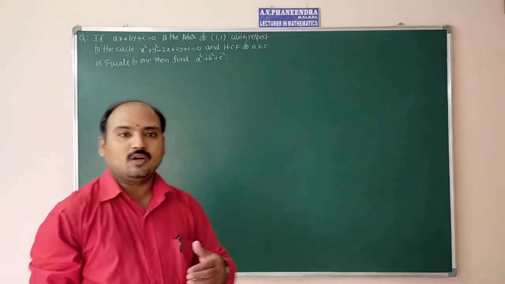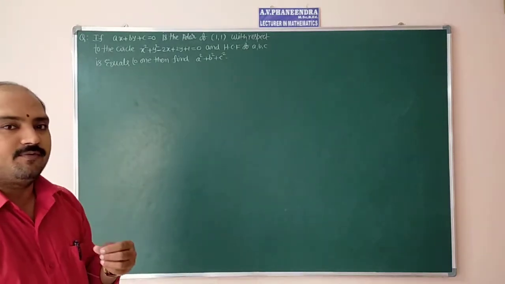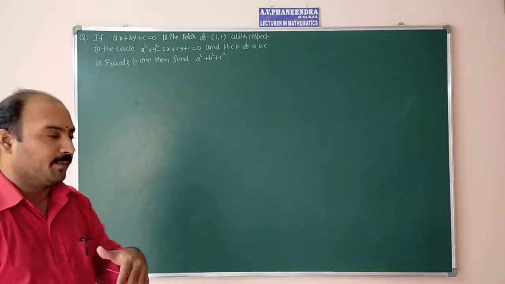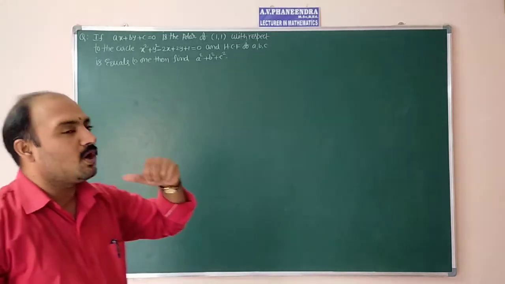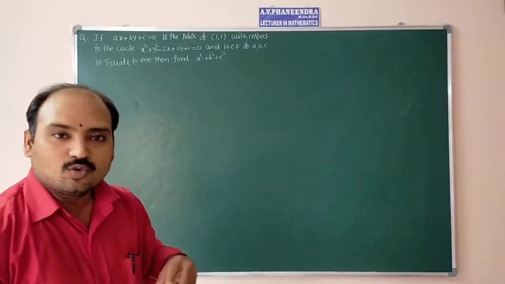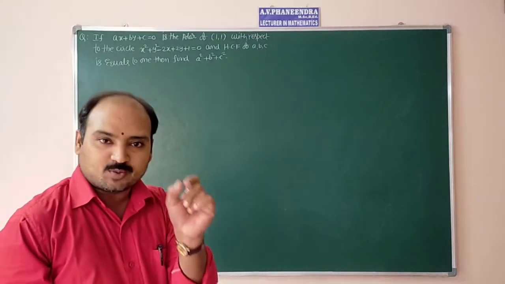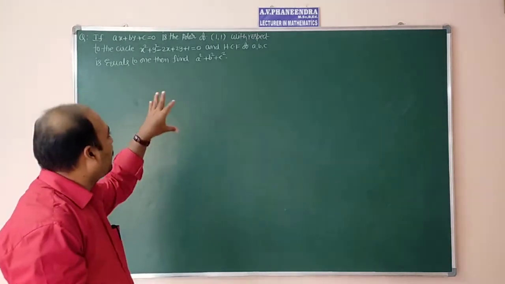So first, here also two things are there. The first step: ax + by + c = 0 is the polar of (1, 1) with respect to the circle. So by using that polar equation, the S1 = 0 formula, you have to calculate the polar.